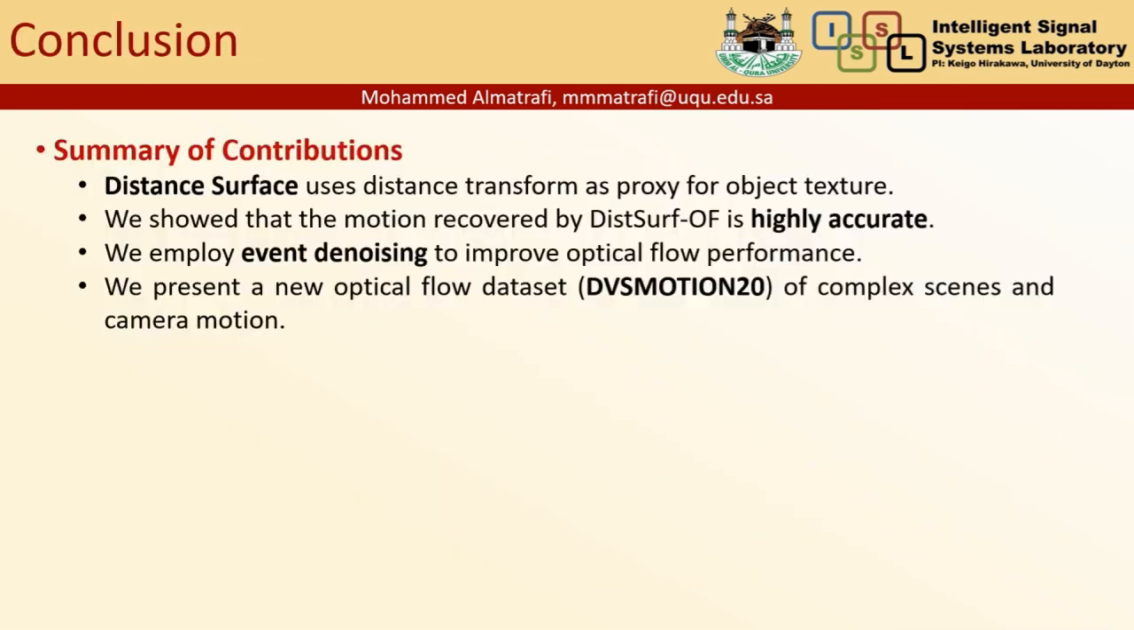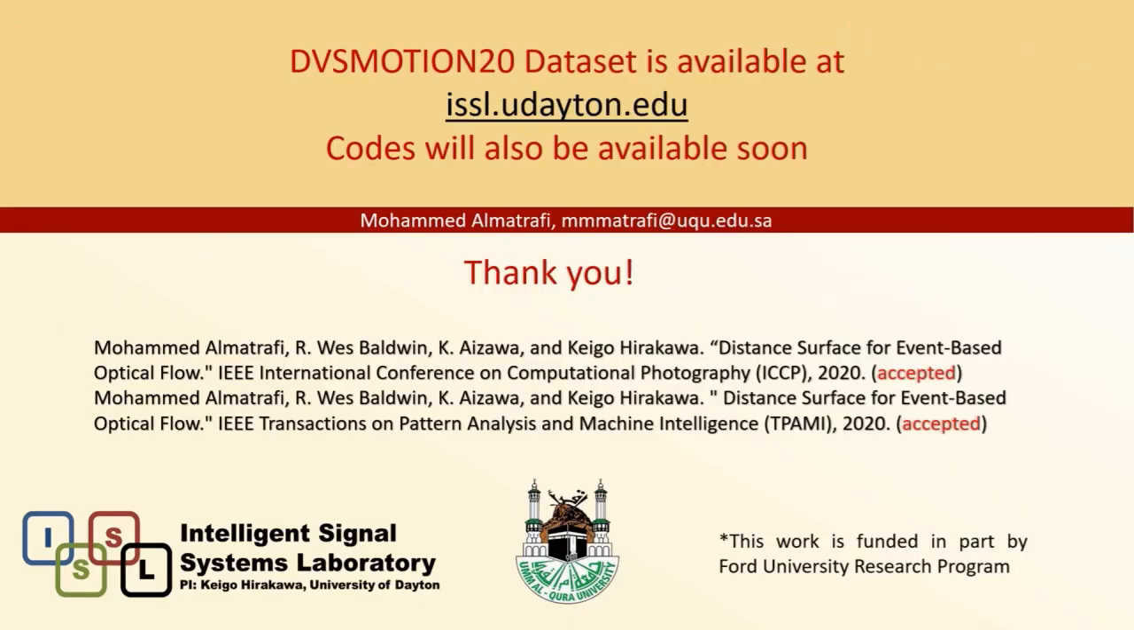To summarize, we proposed the notion of distance surface that uses distance transform as a proxy for object texture. We showed that the motion recovered by our proposed method is highly accurate. We employ FN denoising to improve optical flow performance. We present a new optical flow dataset called DFS Motion 20 of complex scenes and camera motion. The DFS Motion 20 dataset is available at issl.udayton.edu, and the code will also be available soon. Thank you all for listening, and now I would be more than happy to answer any questions you may have.